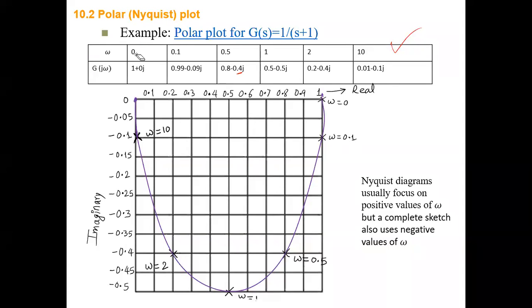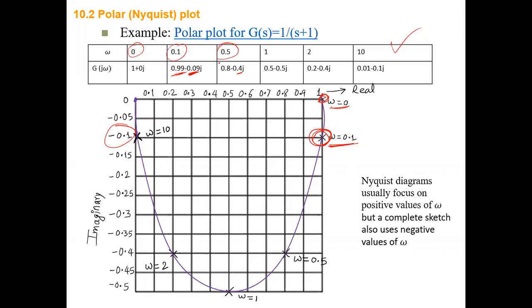So for omega equals 0, what is the plot? It's 1, 0, right? Real is 1 and imaginary is 0. That's it. That's omega equals 0. What is omega 0.1? The real part is 0.99, which is somewhere here. Then the imaginary part is negative 0.1. This is almost 0.1, right? This is what I have here, right there. This is my omega equals 0.1.